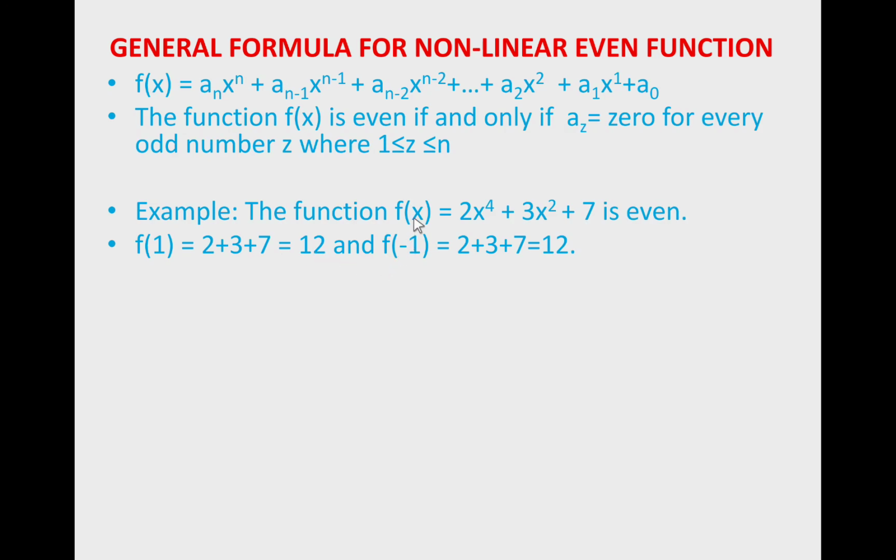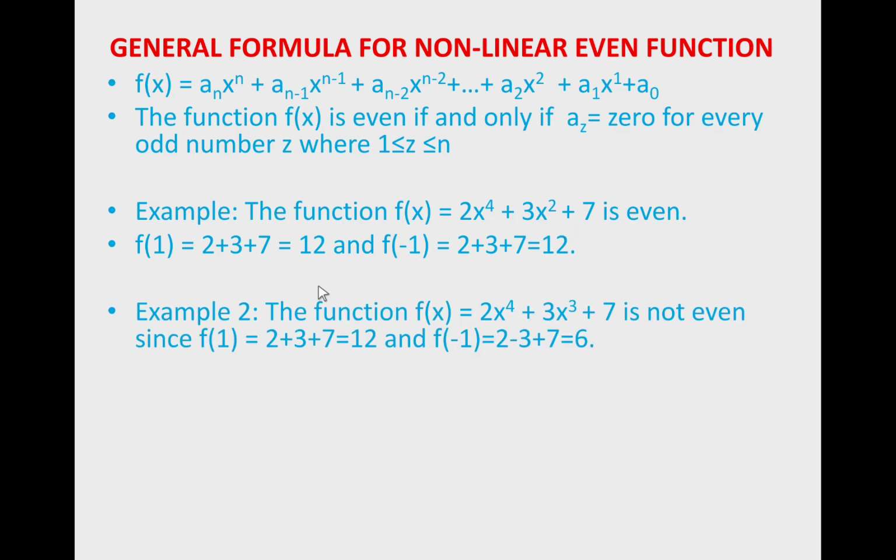Now we will go ahead and plug in minus 1 instead of x. If we plug in minus 1, then we will have 2 times minus 1 to the power 4, which is equal to 2, plus 3 times minus 1 to the power 2, which is equal to 3, plus 7, equal to 12. So since both of them result in 12, then f of 1 is equal to f of minus 1. And since 1 is just a general random pick, if we pick any real number, regardless, this equality will be satisfied. And that proves that such a polynomial is an even function.